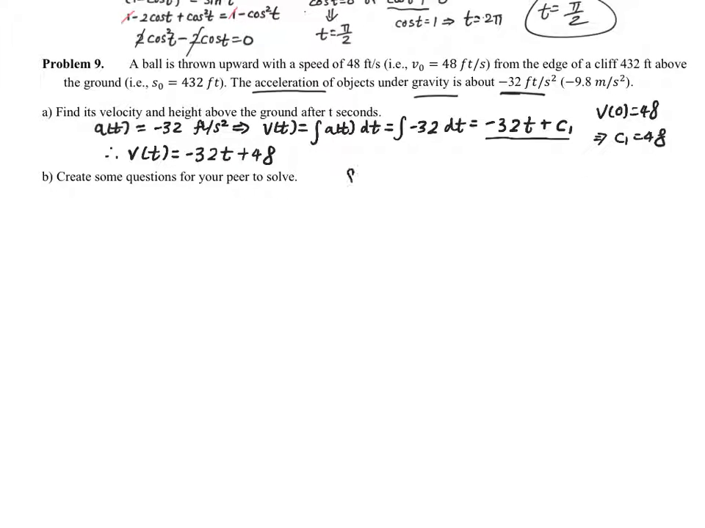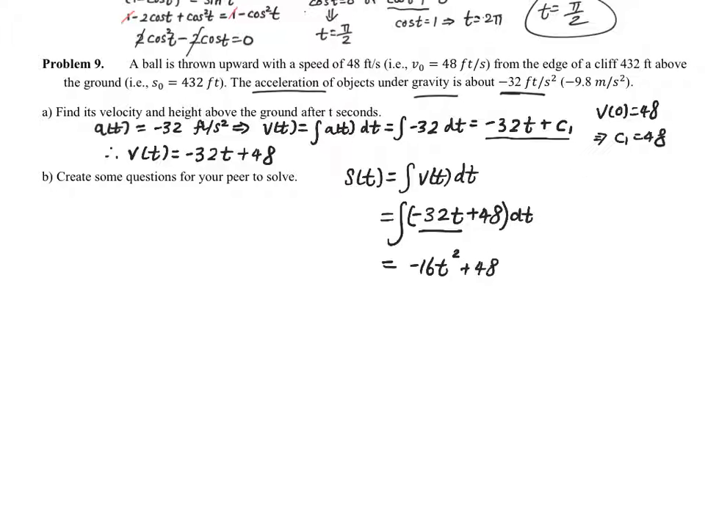Let's find the position function. It's the antiderivative of the velocity, so we're going to integrate the velocity function, which gives us negative 16t squared plus 48t plus another constant, say call it c2.